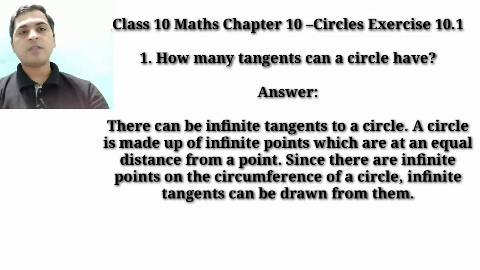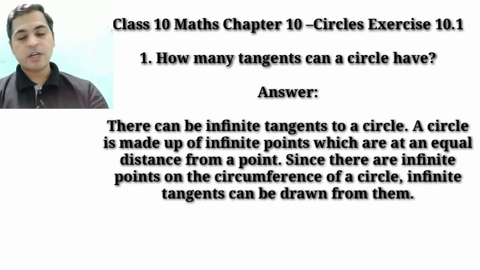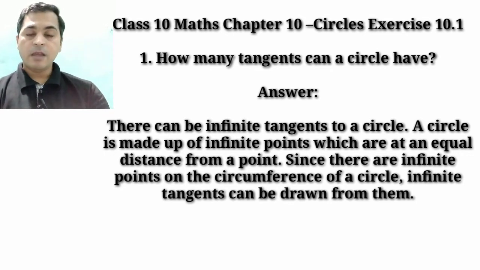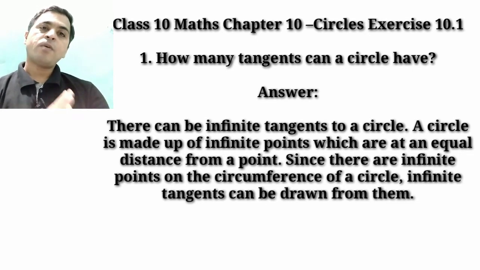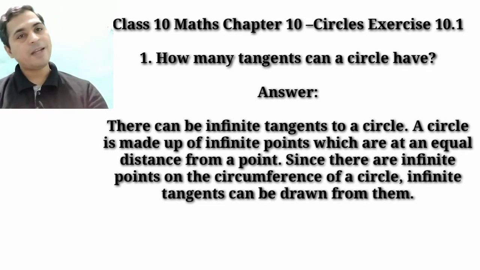So in short students, you can say that a circle is made up of infinite points at a fixed positive distance. So from infinite points, how many tangents will there be? Obviously students, infinite tangents can pass. Is it clear? Again students, I am repeating, a circle has infinite tangents. In short, a circle has infinite tangents.